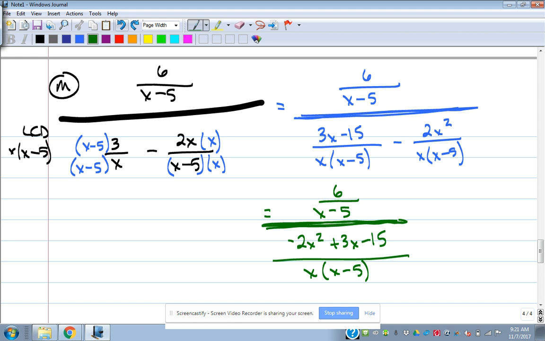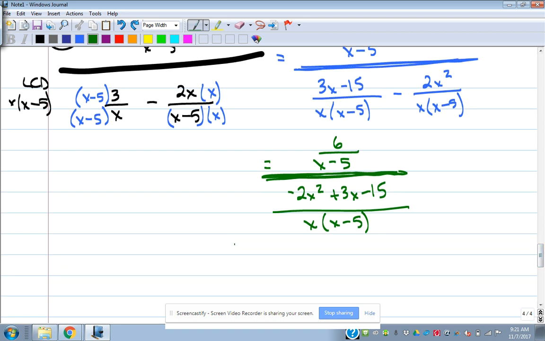Does that factor? Multiply to be 30 and add to be 3. 3 and 10 is 13. 6 and 5 is 11. 30 and 1 is 31. None of that works. So it doesn't factor. So we can't simplify the denominator yet.